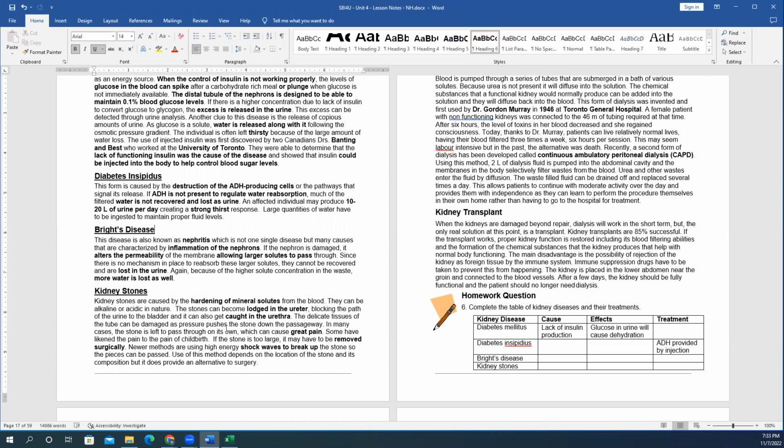There are newer methods that take care of these stones through the use of high energy shock waves that help to break down these stones into smaller pieces, which can then be passed without the need for surgery. But really, these methods depend on the location of the stone and its specific composition, but it does provide an alternative to surgery. And I think that's a good thing to avoid whenever you can.